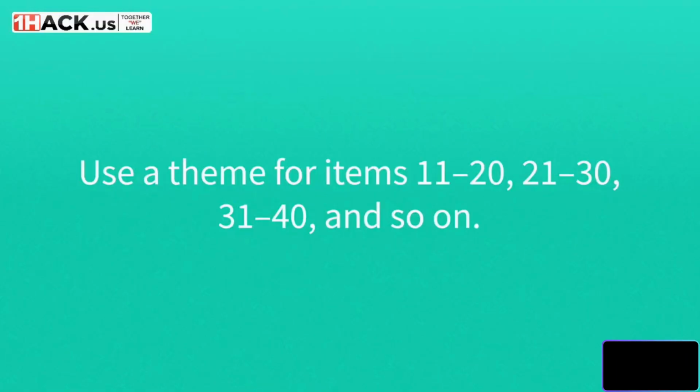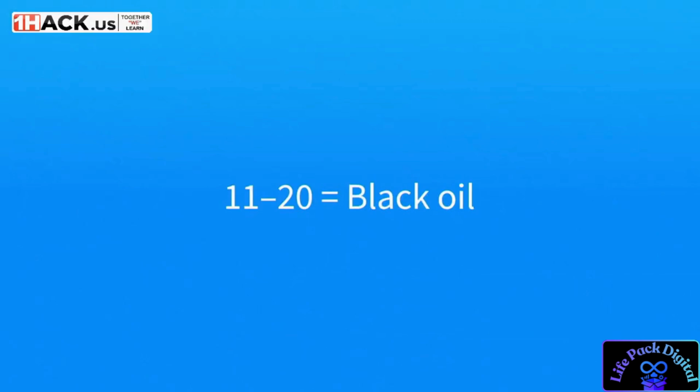You need to come up with a theme or rule for the numbers 11 through 20, 21 through 30, 31 through 40, and so on and so forth. For example, my theme for anything between 11 through 20 is black oil. So let's go over an example of how that might work.